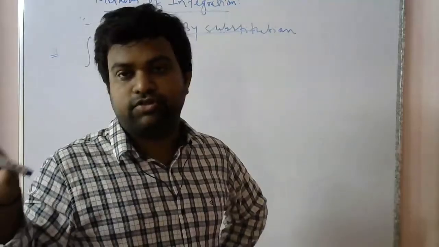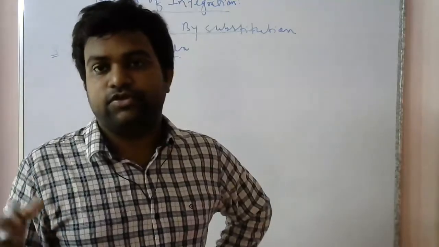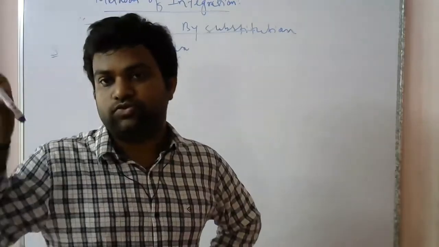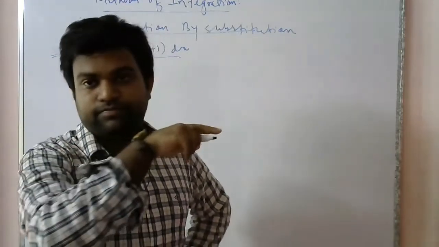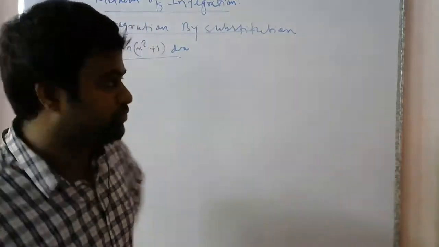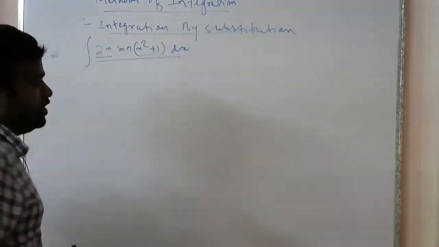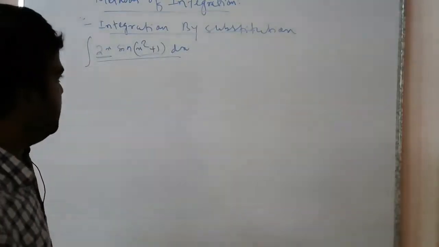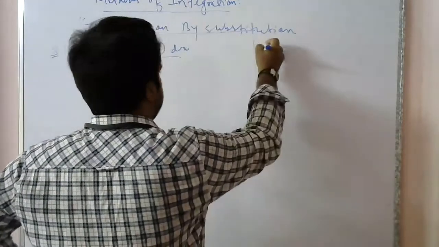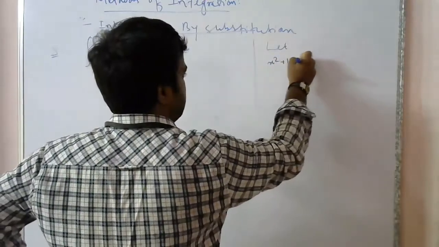By looking at a function, you can at least predict, and you should be good at calculating the differentiation or derivative, so that by looking at a function you can think of which one I should choose so that all the variables will be transformed to a new set of variables. So if I choose x square plus 1 as my t, then I think this will solve my problem. Let's take x square plus 1 is equal to t.